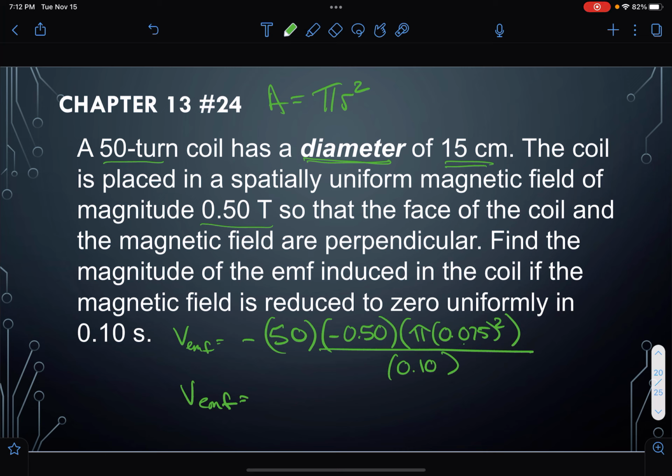Okay, so again, we needed our radius squared instead of our diameter, so we have NBA over time. Calculate that all out, you get 4.42 volts.